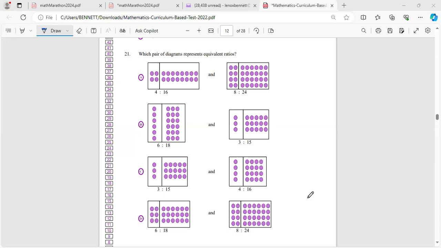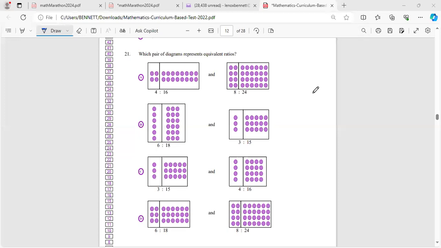Thanks, Kevin. I'll pause the video so we now have a blank space. Alright, go ahead. It says, which pair of diagrams represent equivalent ratios? A, 4 to 16 and 8 to 24. You have to reduce them. So 4 into 4 goes 1 time. 4 into 16 goes 4 times. 8 into 8 goes 1 time. And 8 into 24 goes 3 times.